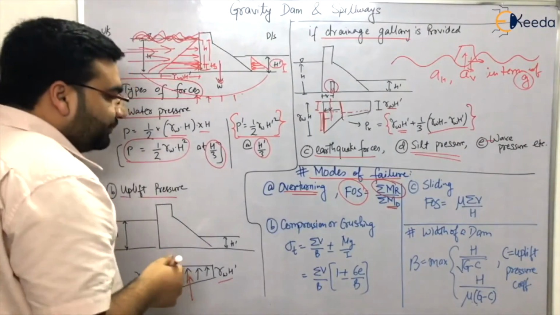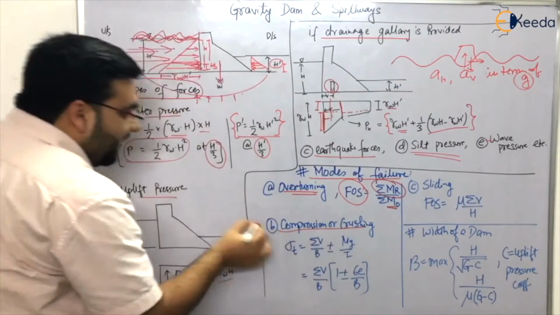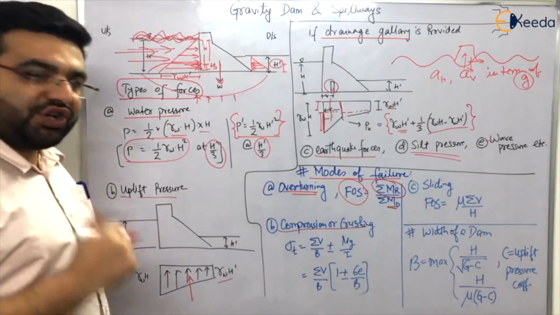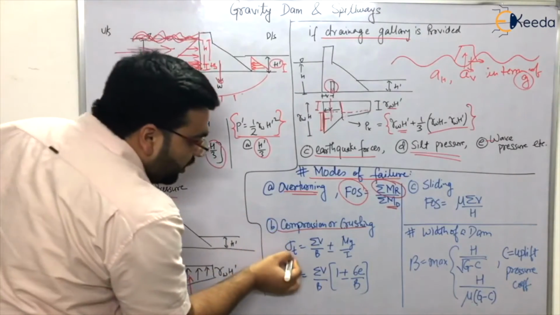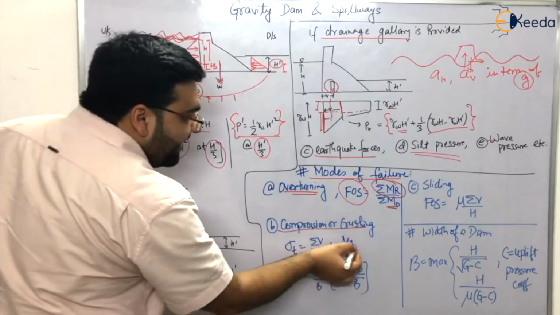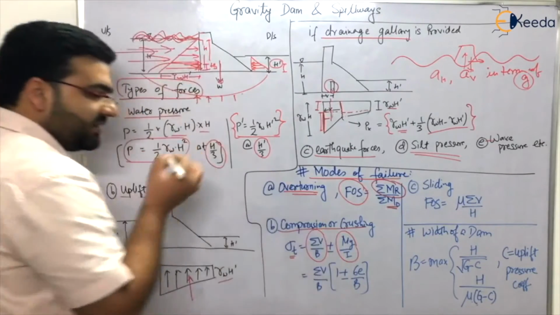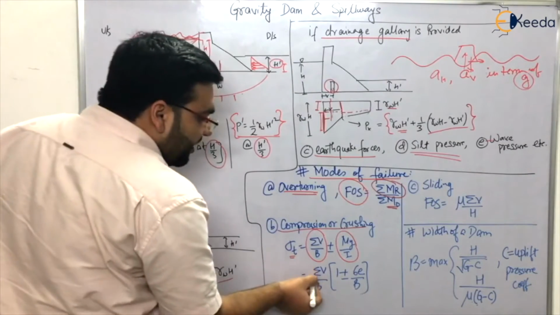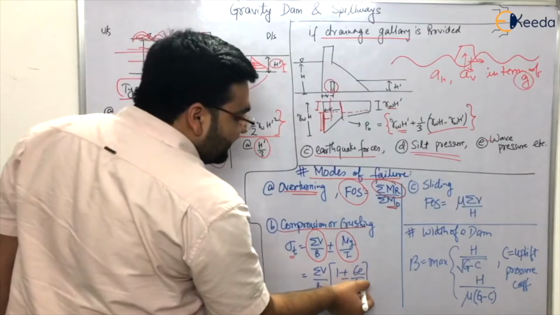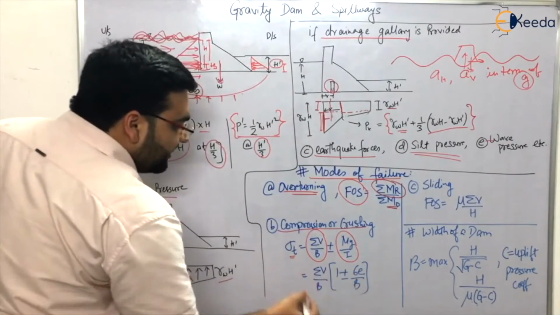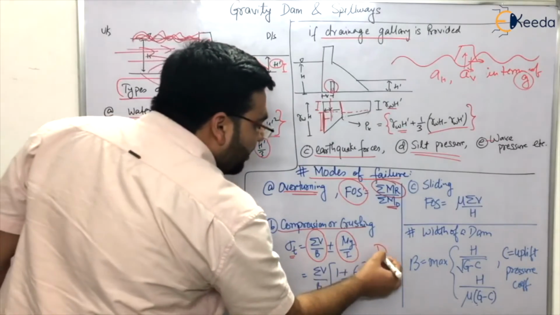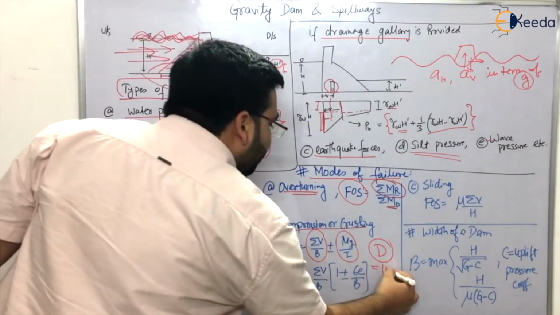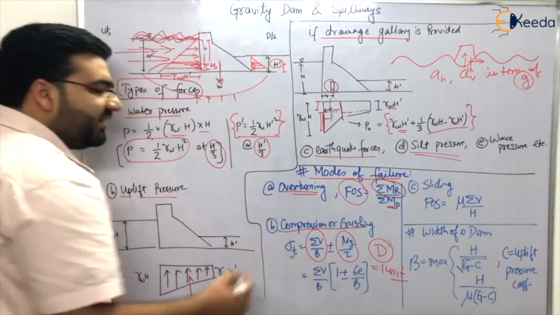Okay. Now it can fail due to compression or crushing. If the weight of the dam is very high, it can fail in compression or crushing, right? And you know that the total stresses are given by the bending stresses plus the direct stresses. I have told you each and everything, right? I am just recapitulating. That is summation of V by B into 1 plus minus 6 e by B. The question is, why is there no width of the dam? Because it is actually taken as 1 unit. If you take the width of dam as 1 unit, you will get this expression, right?